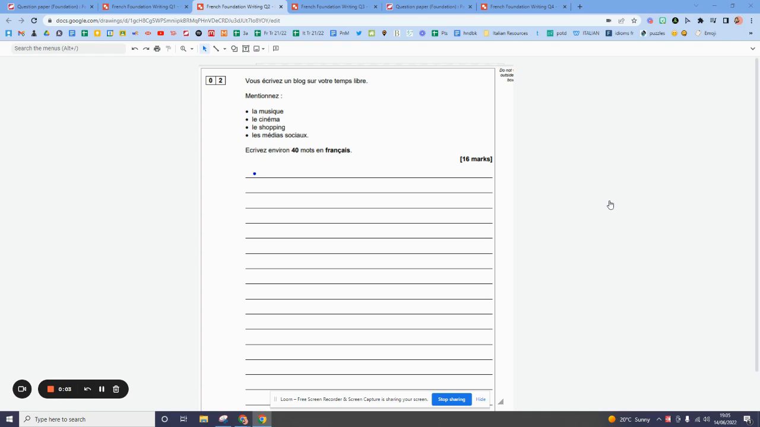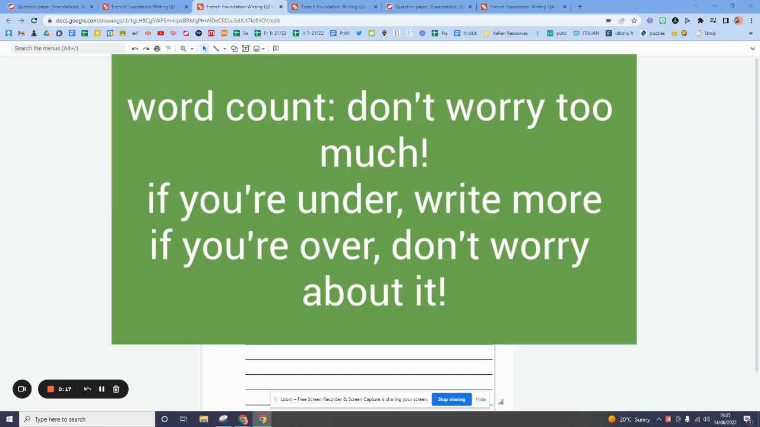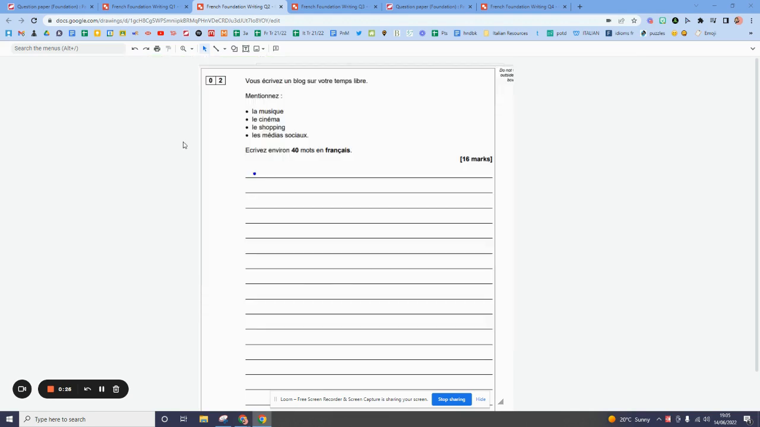Now we are taking a look at question 2. As I said with question 1 before, question 1 will always be the same. Same with question 2. It will always be a 40-word question worth 16 marks with 4 bullet points. Now, first question, word count. Do we need to worry about the word count? Not really. As long as you've done at least 40 words, the examiner is not going to waste time counting. So if you write 50 words, 60 words, that's fine.